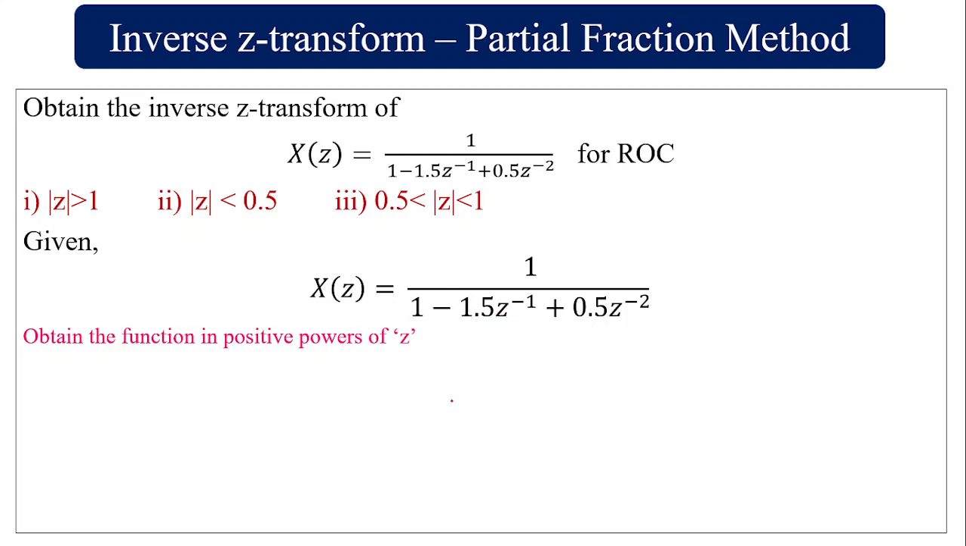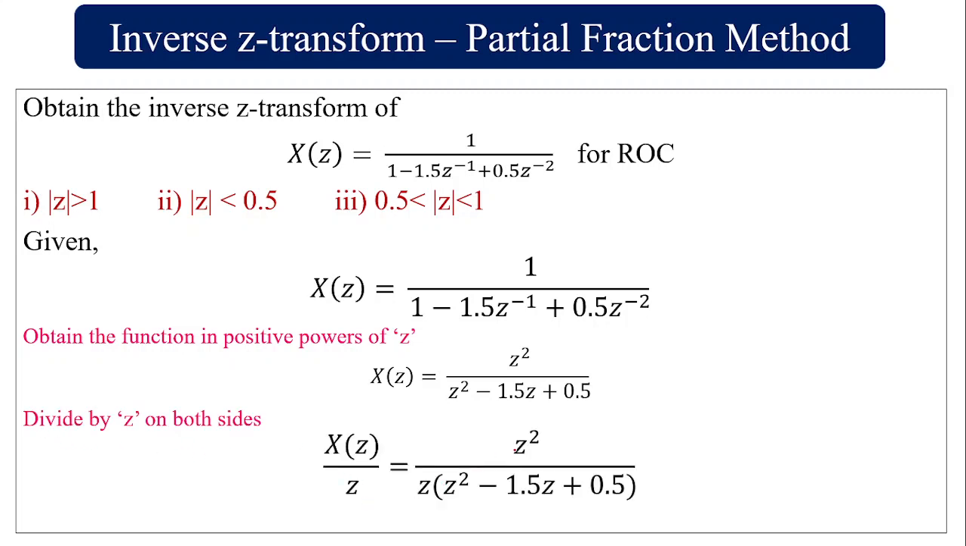And if I bring that denominator to the numerator, it will become z square. Z power minus 2 becomes z square. So now your x of z is in positive powers. Step number 2, divide by z on both sides. So x of z divided by z is equal to z square divided by z into z square minus 1.5 z plus 0.5. Now we can cancel the z square with the z, so we get z divided by z square minus 1.5 z plus 0.5.